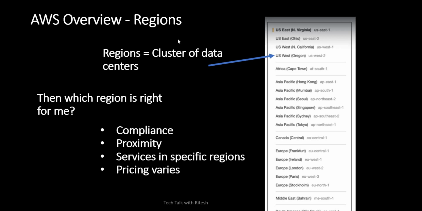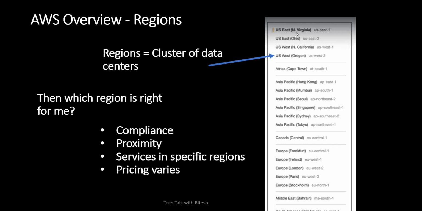What is this region? Regions are nothing but clusters of data centers. So we know what a data center is. A data center is nothing but the physical location of servers, where the servers are located, right? And of course they are located at some geolocation, correct? That geolocation itself is a region. And there can be multiple data centers within a region.